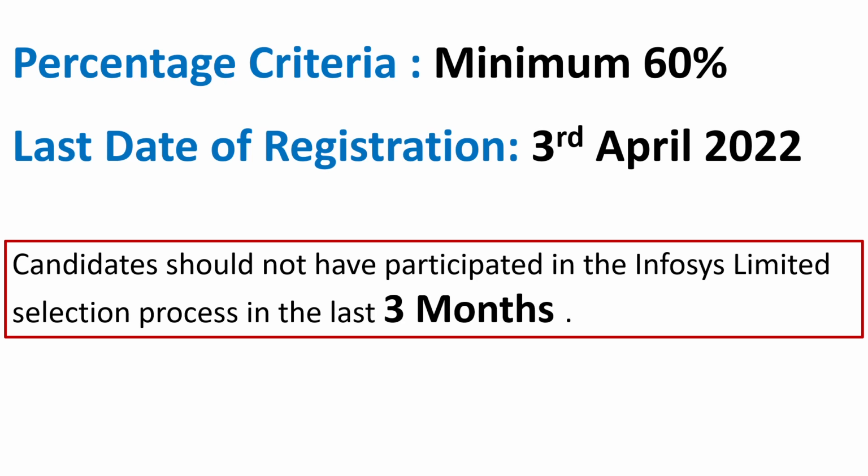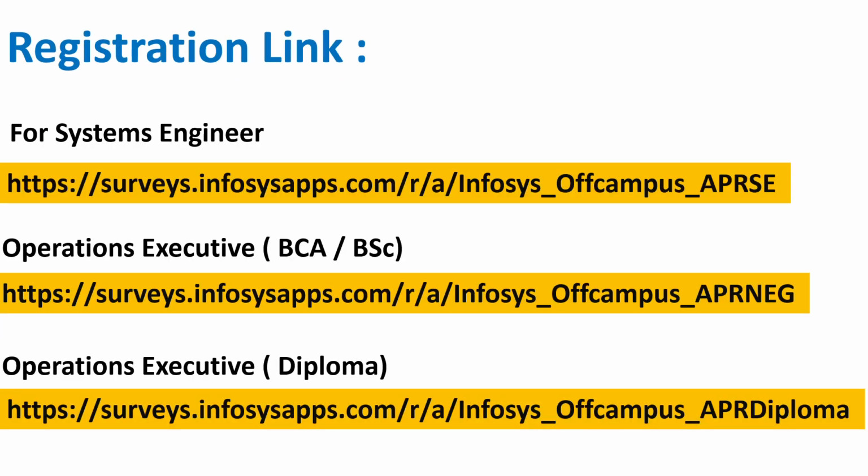So these are the registration links from where you can apply for this drive. As you can see, at the end of the URL, APR is written, which means these links are for the April month hiring. So guys, this is the latest hiring of Infosys, so don't be confused.